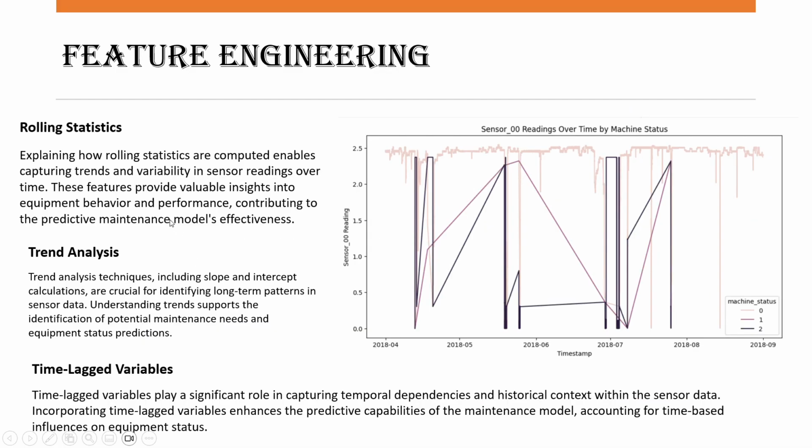The next one that comes is feature engineering. Here, these features provide valuable insights into the equipment and performance. We have the timestamp and the sensor 00 ratings over time by mission status. The trend analysis techniques include slope and intercept calculations. You see the ratings for mission 0, 1, 2, and depending on that, what the status is. There are also time lag variables, which play a significant role in capturing the temporal dependencies and historical context within the sensor data.